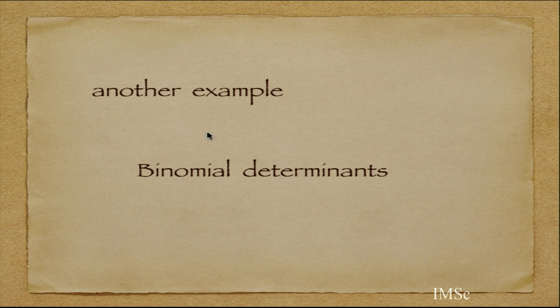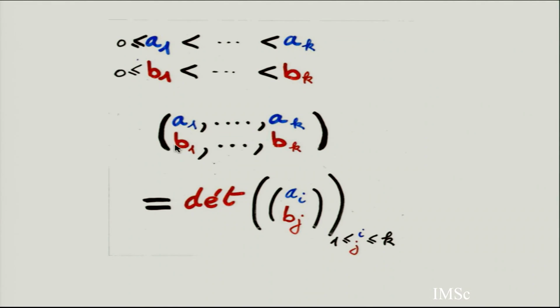Another example which has been used many times in different topics: the binomial determinant. This will be my second example. Take a strictly increasing sequence of numbers, and this is an extension of the binomial coefficient. a_i choose b_j is a binomial coefficient, but you can take the determinant of this k by k matrix, which I denote like this. In the case k equals 1, you get back the binomial coefficient.